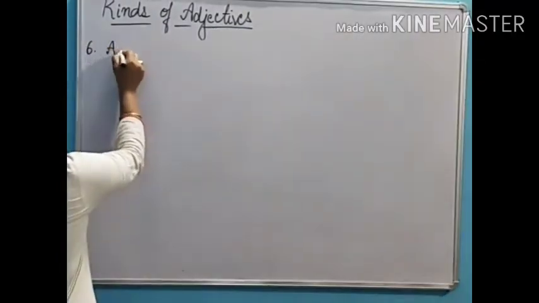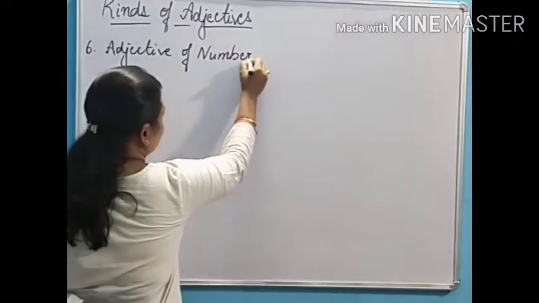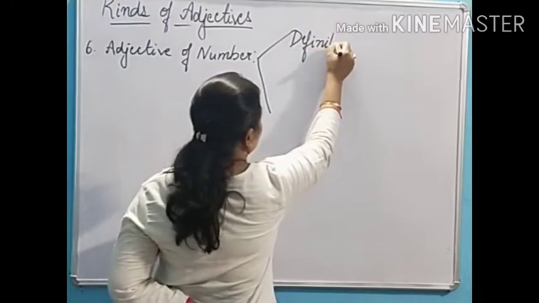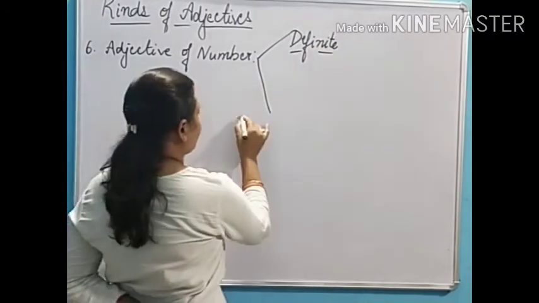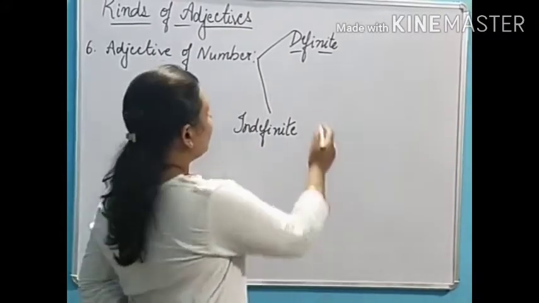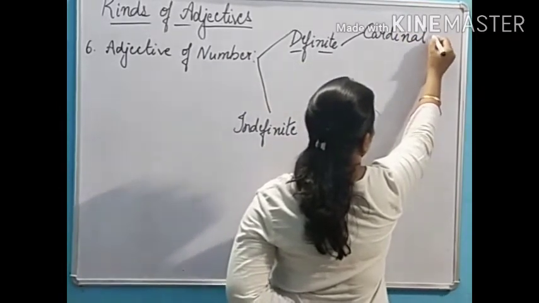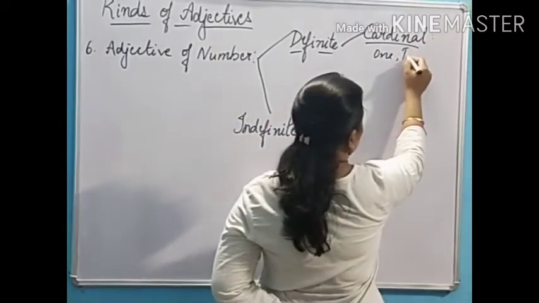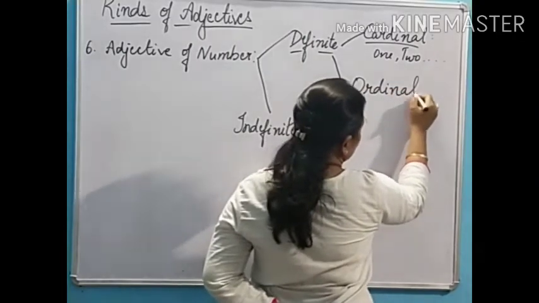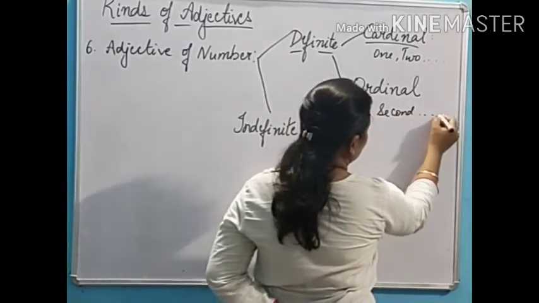The next kind we have is adjective of number. When we talk of adjective of number, we classify it into two, that is definite and indefinite. Definite means which can be counted, and indefinite when the number is not clear. When we talk about definite, we have cardinal, which tells the number, like 1, 2, 3, 4, 5. Then the second one is ordinal. Kramik kram batata hai, like first, second, third and so on.